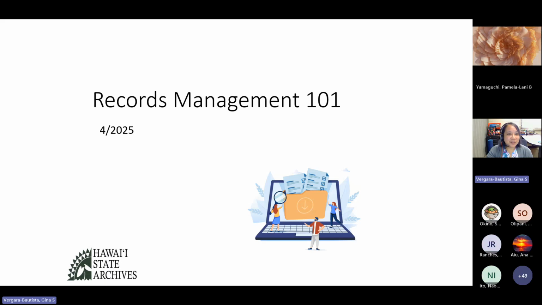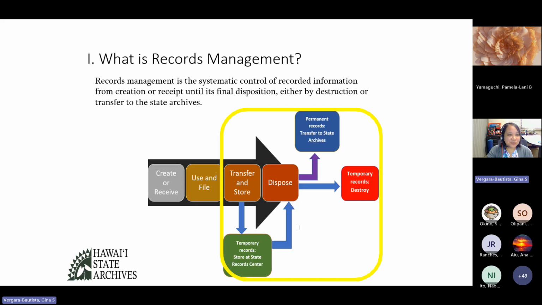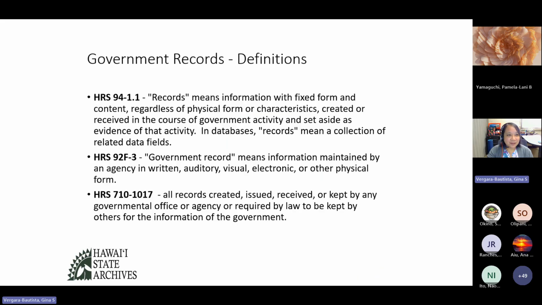Okay, so we're back here at Records Management 101. I went over what is records management and what the definitions are for government records, which is where we ended up. So I went over the first part of the definitions, which is the archives division definition of it.